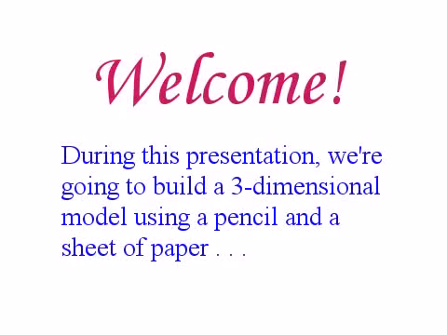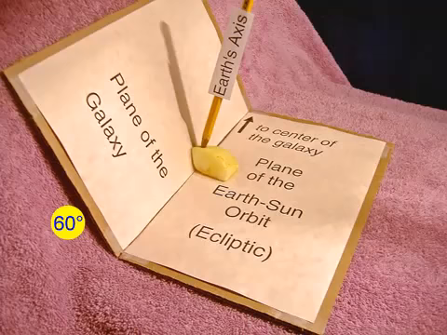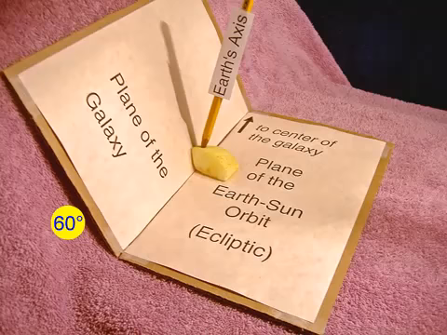During this presentation, we're going to build a three-dimensional model using a pencil and a sheet of paper to help you quickly understand the basic astronomy of 2012. Our model only contains three parts: the plane of the Earth-Sun orbit, the plane of the galaxy, and the axis of the Earth. So let's get started.